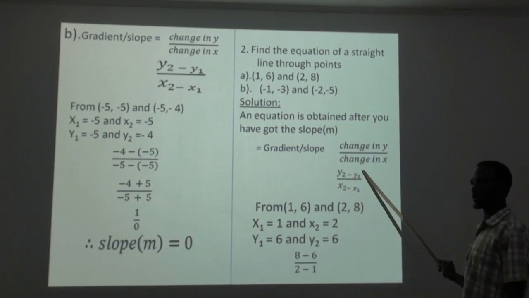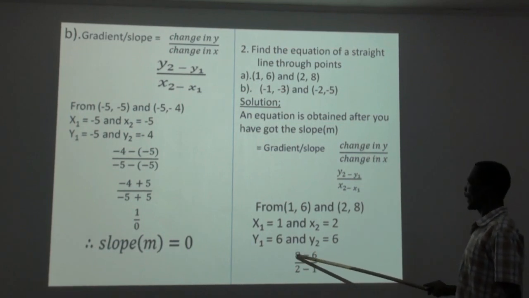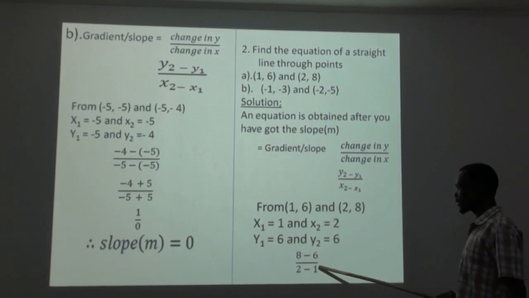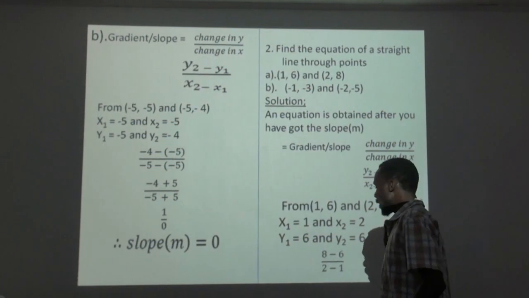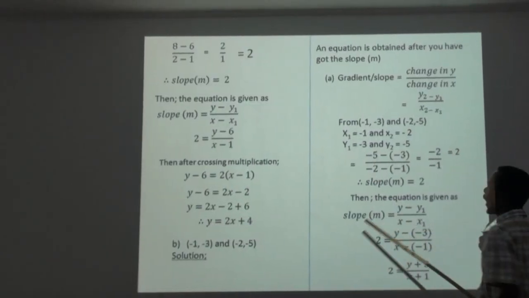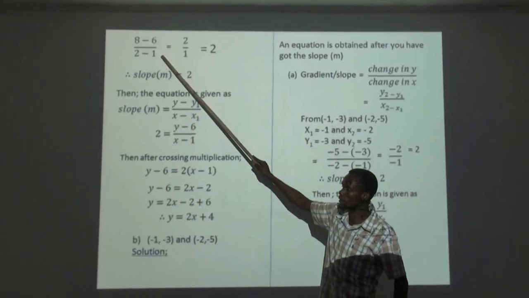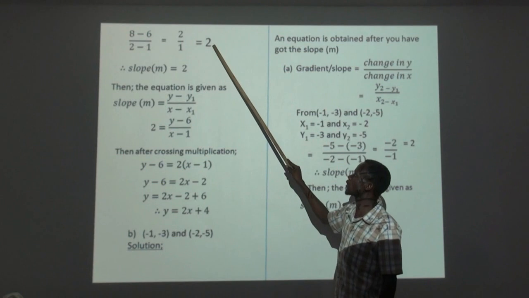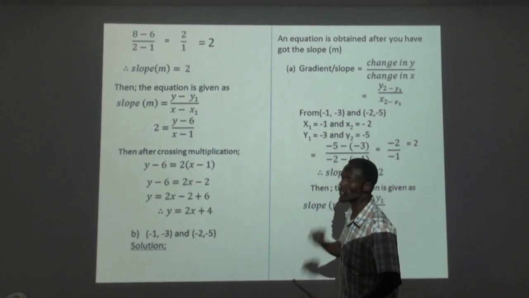Substituting these points into the formula, we have 8 minus 6, that is y2 minus y1, over 2 minus 1, x2 minus x1. Now 8 minus 6 is 2, and 2 minus 1 is 1. So we have 2 over 1, which is equal to 2. Now, the slope is equal to 2.